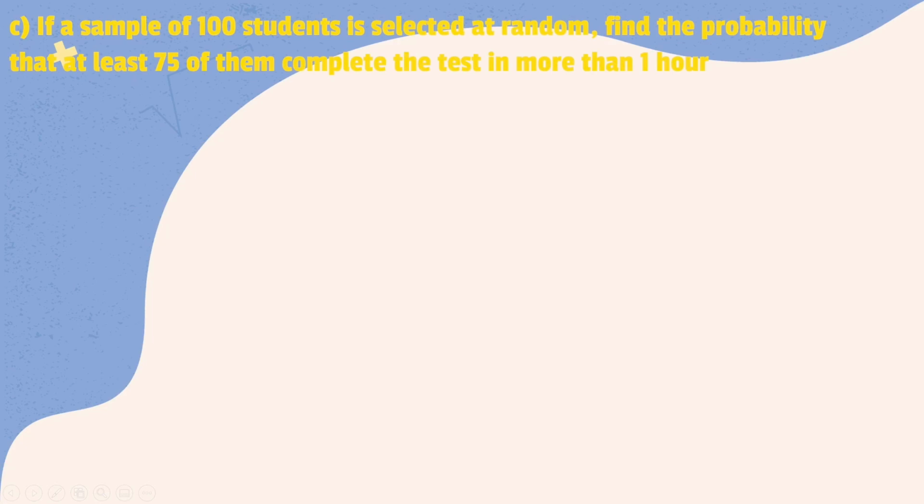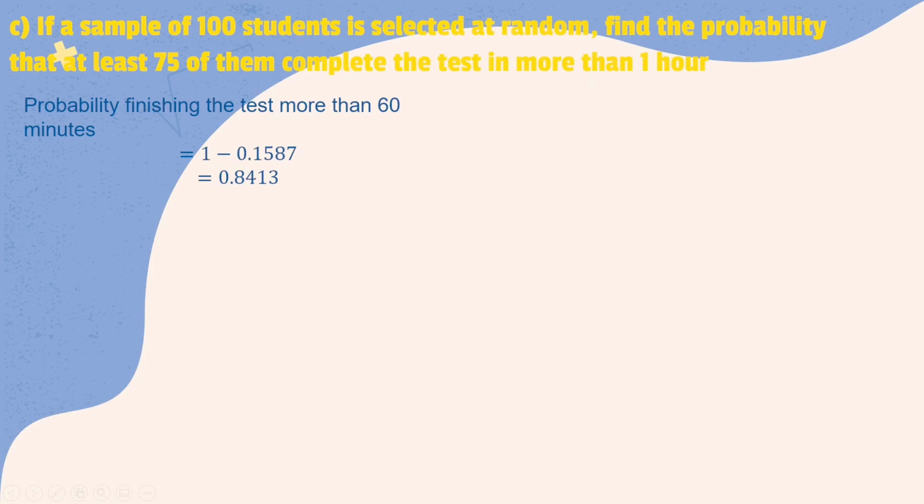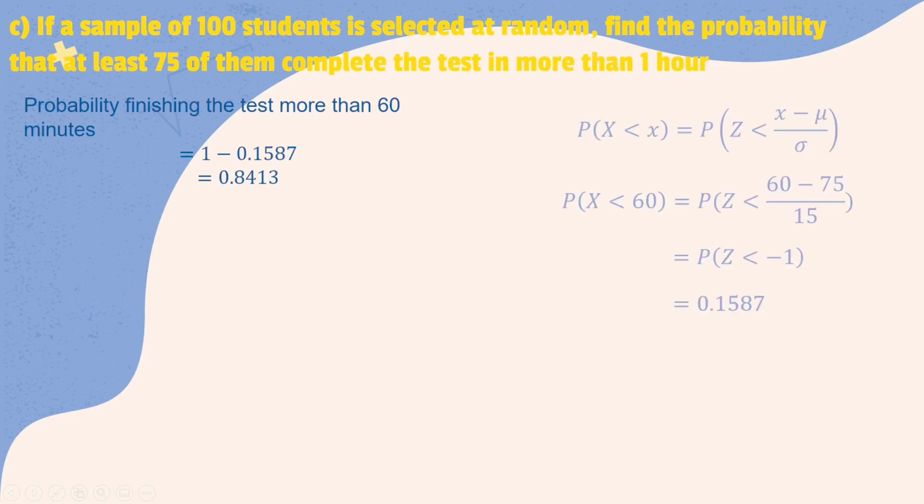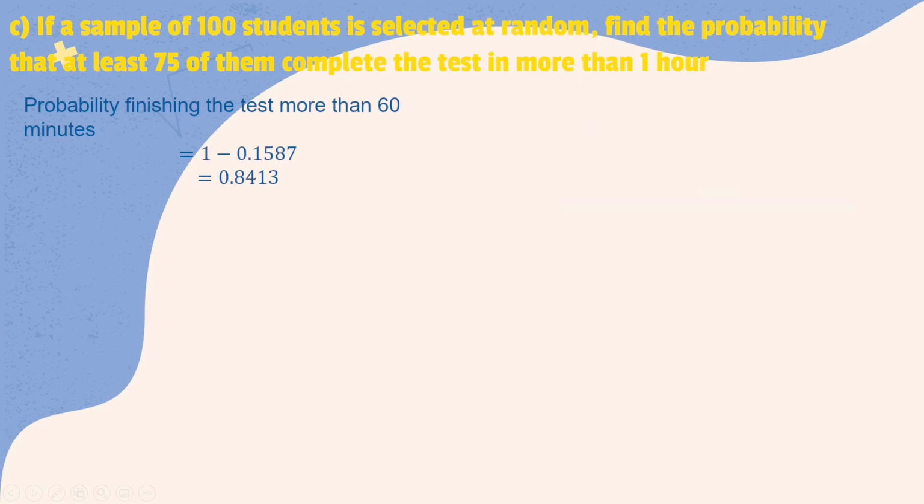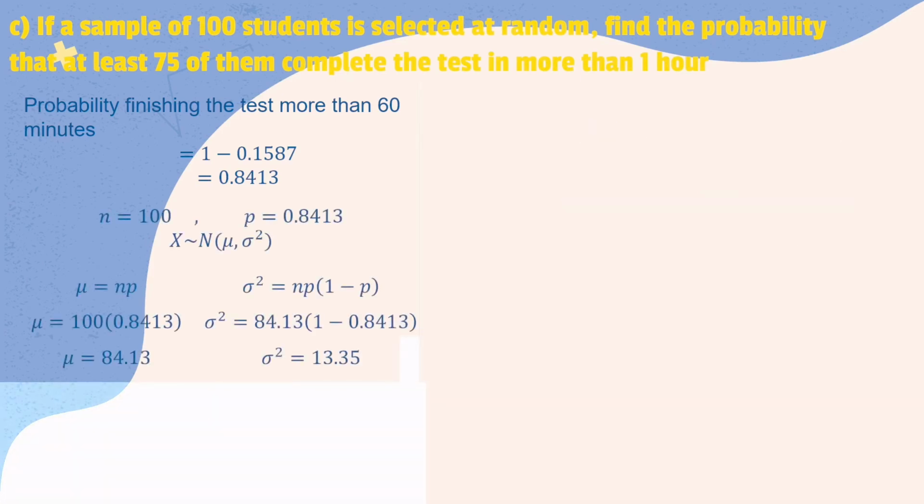Question C. We must first find the probability for finishing the test more than 60 minutes, equal to 1 minus 0.1587, equal to 0.8413, where we got 0.1587. We get that value from the answer at A. And now we have our new P. And then N equal to 100 because the sample was of 100 students.